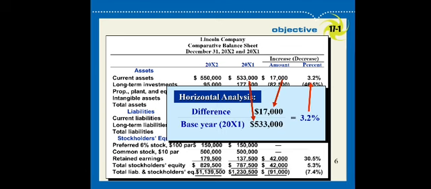Okay, this is the way to do it. You have to calculate the difference in terms of dollar, and then you have to calculate the percentage. The previous data is used as the basis or the base year when you calculate the percentage.